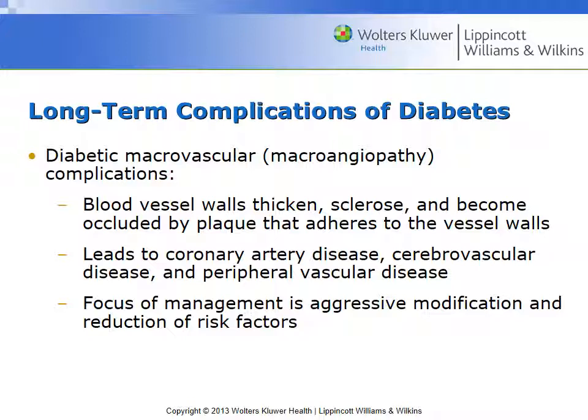Long-term complications of diabetes. There are several different types of long-term complications of diabetes in patients who are unmanaged in their disease. Diabetic macrovascular or microangiopathy complications include blood vessel walls that thicken, sclerose, and become occluded by plaque that adheres to the vessel walls.